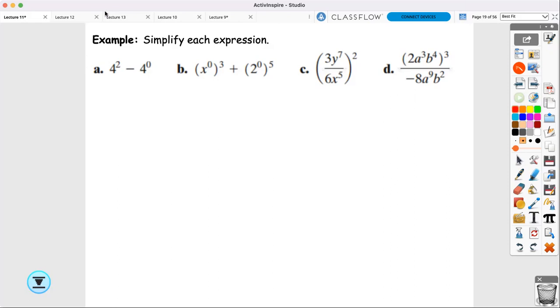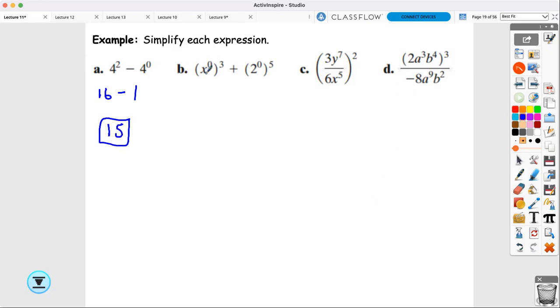All right, let's take a look at this one, guys. Once again, we're comfortable with exponents now. We know the rules, we know how they go. So let's go ahead and do it. Let's look at A. 4 squared minus 4 to the 0. 4 squared is 4 times 4, which is 16. 4 to the 0 is just 1. 16 take away 1 is 15. Can't do anything else, so we're done with A.